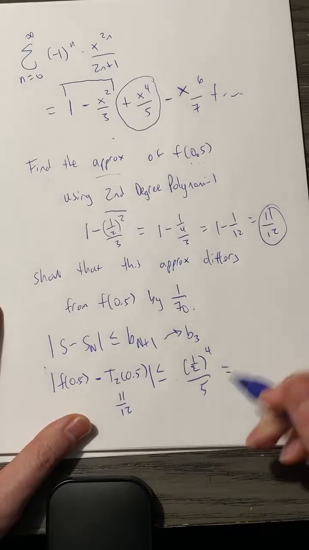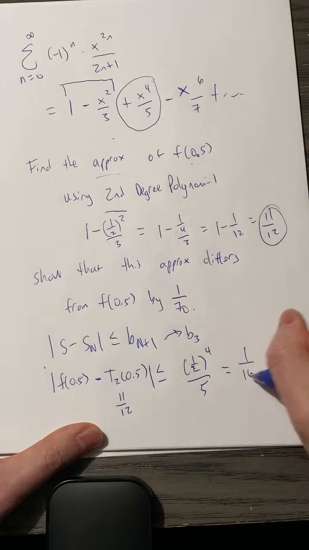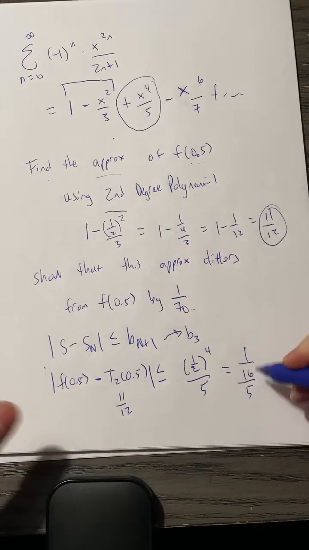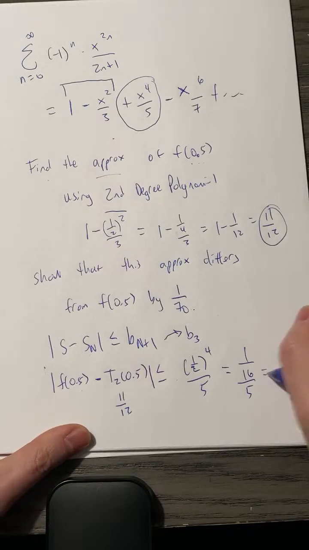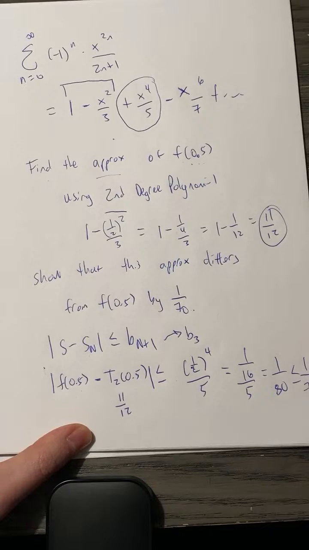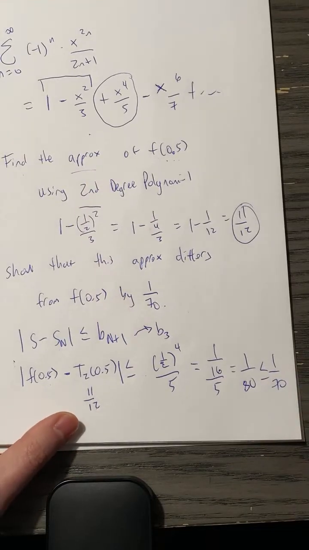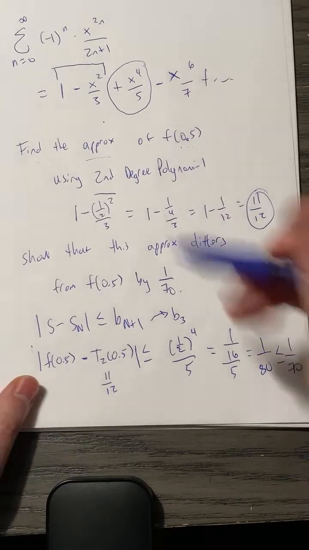And you just simplify this number as best as possible. 2 to the 4th is 16. And then when you divide this, just be careful. This is not 5/16. This is 1/16 times 1/5. So this is 1/80th, which is less than 1/70th. So if you want to work on your error bound questions, this is probably the most classic example of an error bound question.